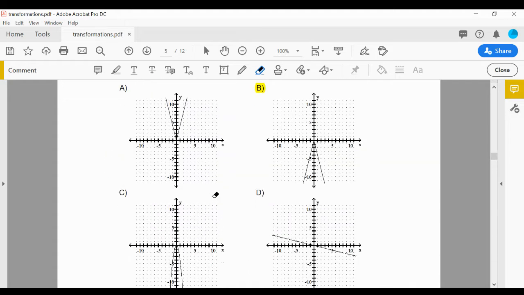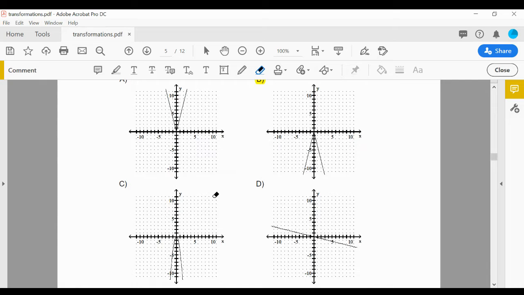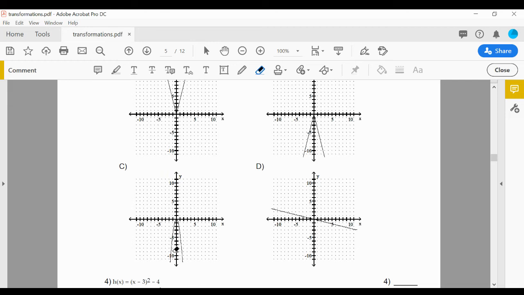And the ones that have been flipped upside down are C and B, but C is not the absolute value function. This is a parabola. The absolute value function is the V shape, so it's been flipped upside down and been stretched. It's taller. I should say it's taller. It's skinnier and narrower.